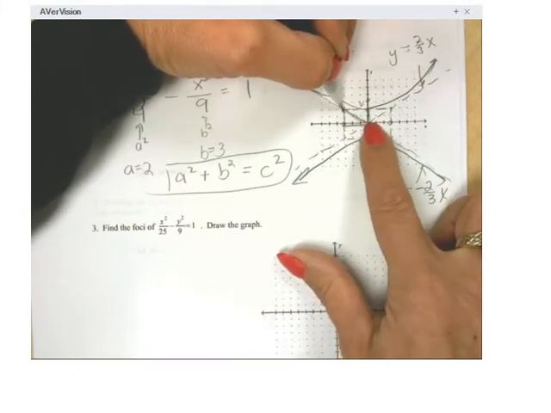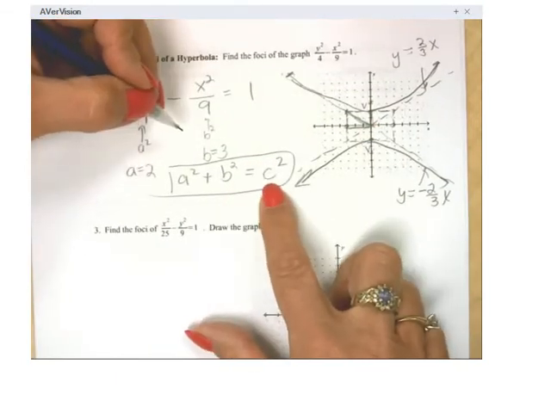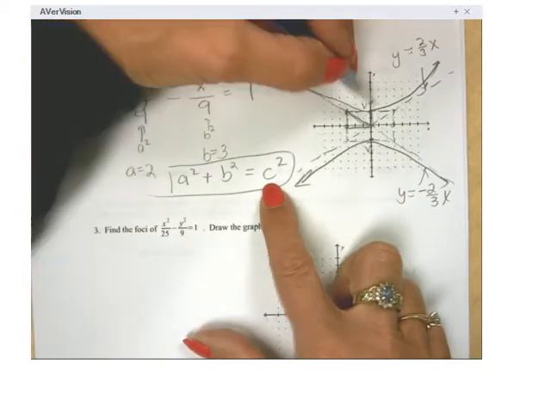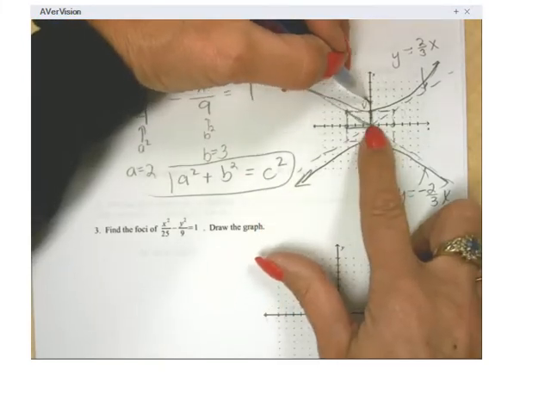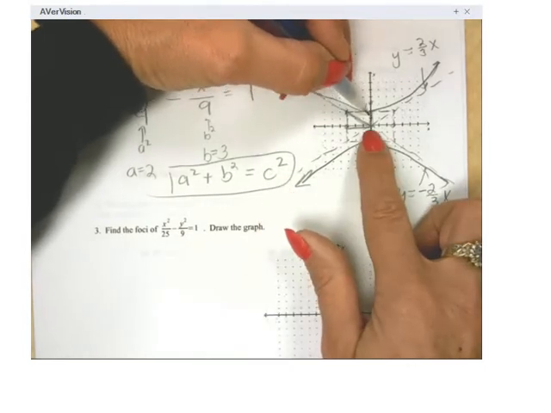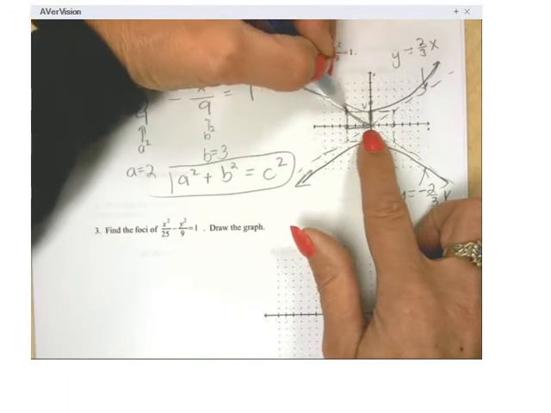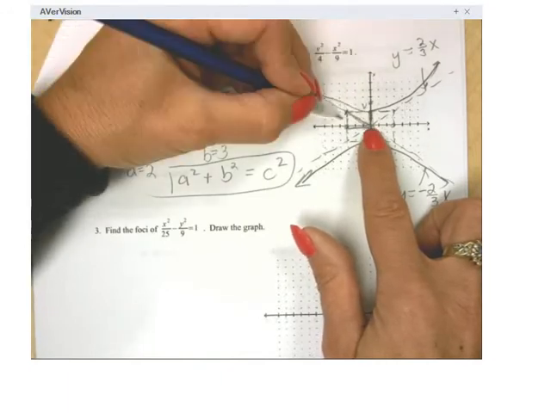This is my little distance a. This is my distance b. And actually, see this little diagonal here in the center? This little diagonal is actually how long c is. And so we can determine what that c squared, or the c value, is, and then we'll be able to move from the center up c units to find where that focus is.